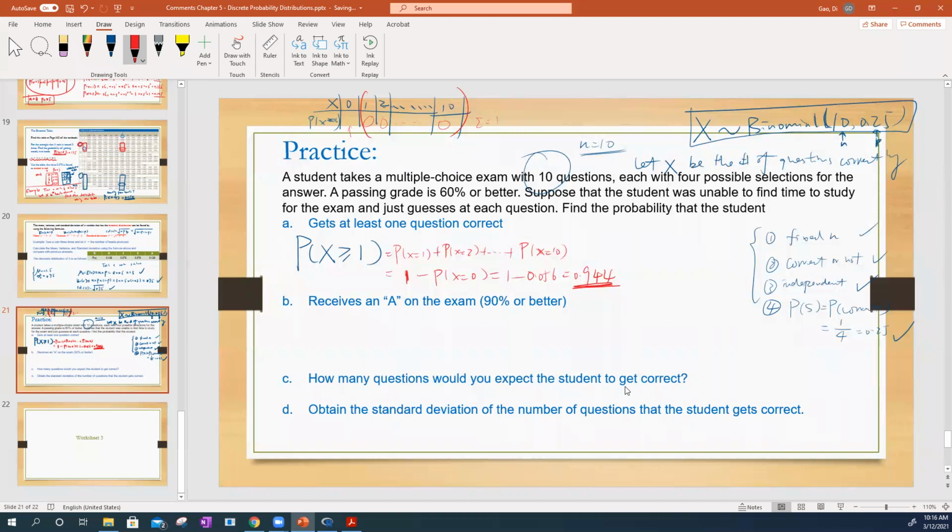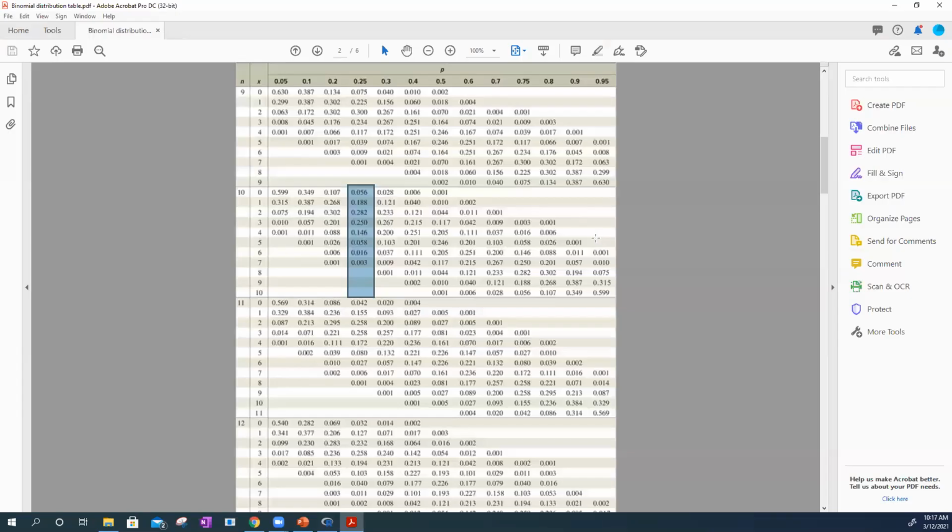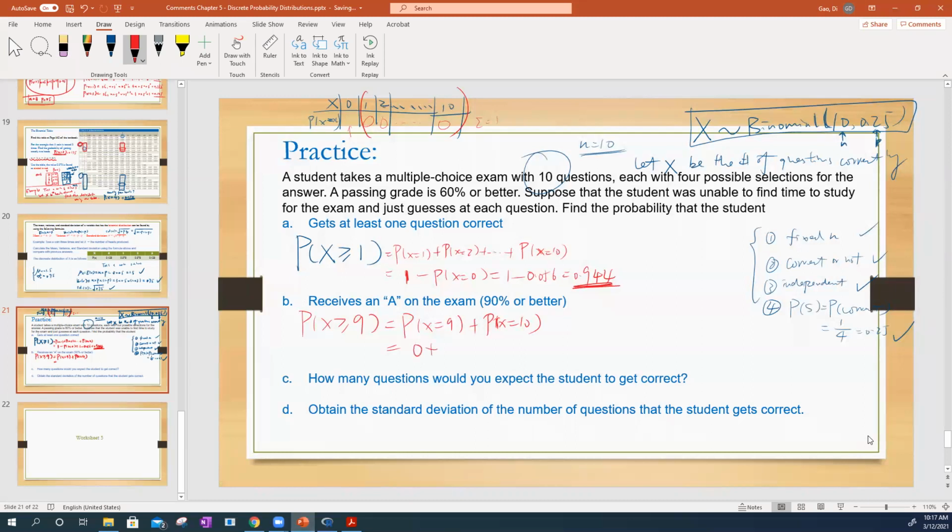And receive an A. Let's see whether the student still has a high chance to receive an A just by purely guessing the answers. So that is the probability of x more than or equal to 9, right? So answer 9 questions, 90% or better. So that is the probability of x equals 9 plus the probability of x equals 10, right? Only those two options. So let's go back to that table. For 9 and 10, those are all empty, representing a value of 0. Then that's what? 0 plus 0. That is 0. So no chance the student can receive an A on the test.